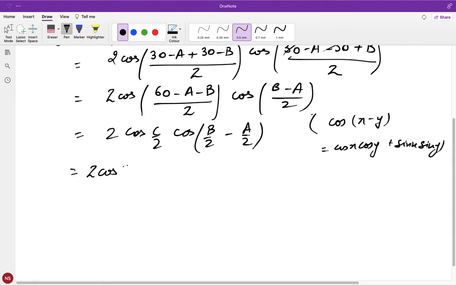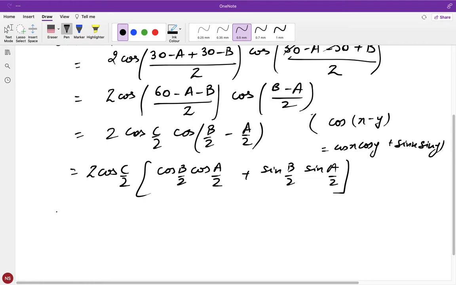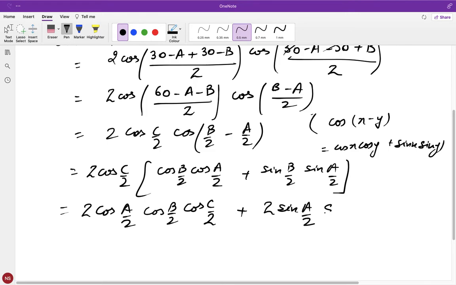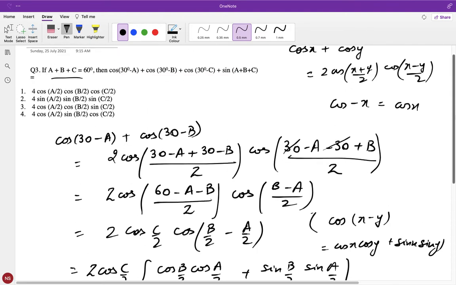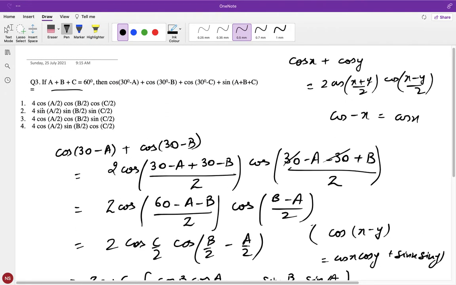So this becomes equals to what? 2 cos c by 2 [cos b by 2 cos a by 2 plus sin b by 2 sin a by 2]. I will write it as this: 2 cos a by 2 cos b by 2 cos c by 2 plus 2 sin a by 2 sin b by 2 cos c by 2. So this is starting to look like the answer that is required in the form of a by 2, b by 2, c by 2.